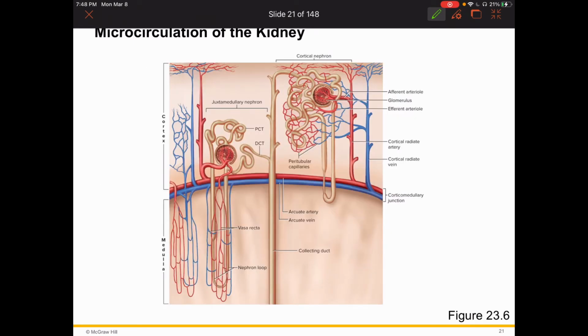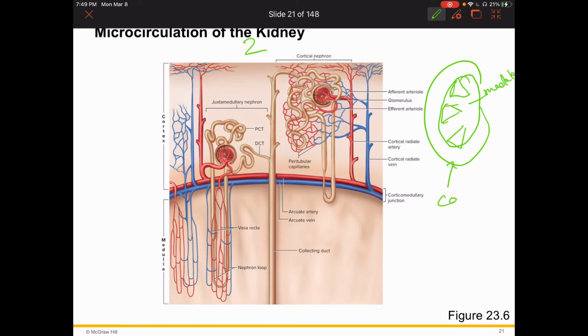Okay, here's a prettier picture. There's more than one kind; there are really two main ones that you need to know about. Remember when we talked about here's a kidney and here's a pyramid? The pyramids are located in the medulla, and this is the cortex, just like the brain, where the gray matter is in the cortex. That's the cortex region.